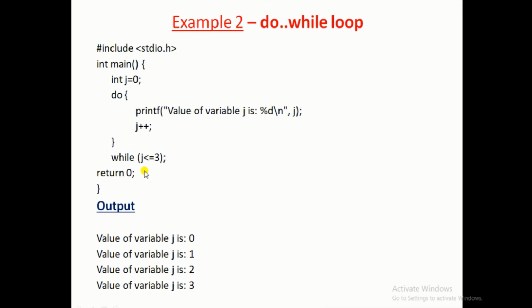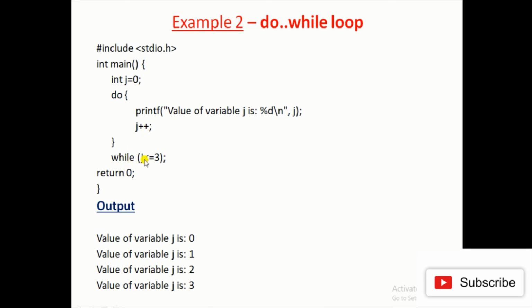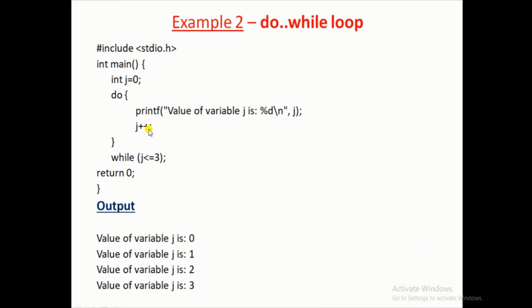So the first time it just does the first job, that is, print the value of variable j. At the first time, what is the value of j? That is 0. So the first time it just prints the value of j, which is 0. Then it checks the condition, that is, j is less than or equal to 3. The value of j is now incremented by 1, so the value of j now is 1. 1 is less than or equal to 3, of course this is true.